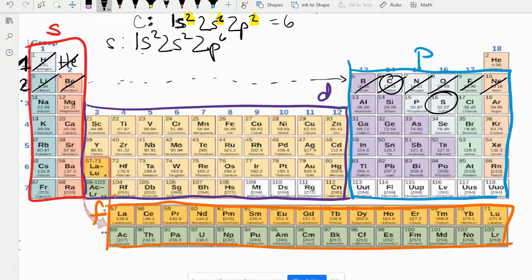Now we got to go down to the next row, which is row 3. So you're going to write a 3 here. Count off sodium and magnesium, which are in the S block. So 3S, and that was 2 of them. Pop on over here to the P block. Now you're still in the third row. So 3P, and then you'll count off until you get to sulfur. 1, 2, 3, 4. 3P4.